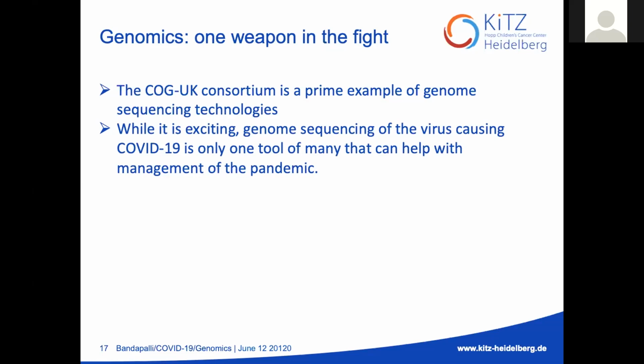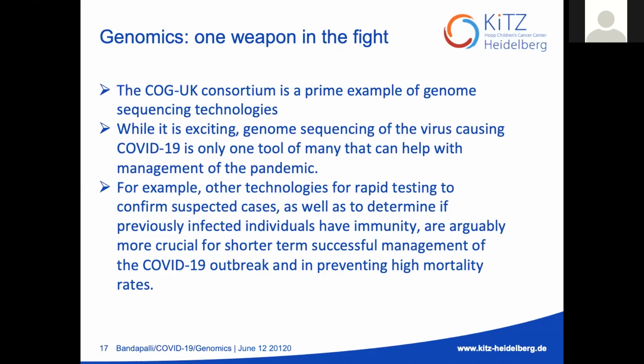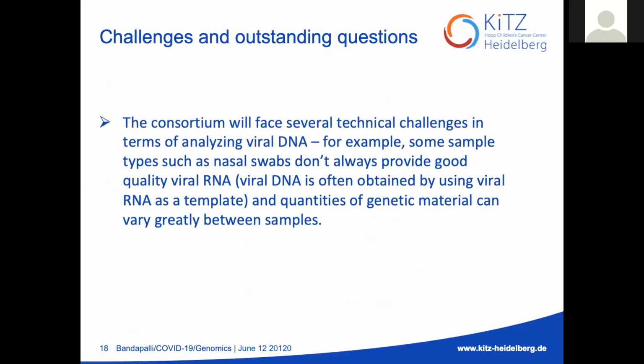While it is exciting, genome sequencing of the virus for COVID-19 is only one tool, because we have to use other technologies like rapid testing to confirm suspected cases, as well as to determine if previously infected individuals have immunity. If their immune system is good, they will not show symptoms. On one hand, they may be healthy and asymptomatic, but on the other hand, they will be carriers, infecting many people without knowing that they have the disease. So it is very important to find out the symptoms and also approaches in addition to whole genome sequencing.